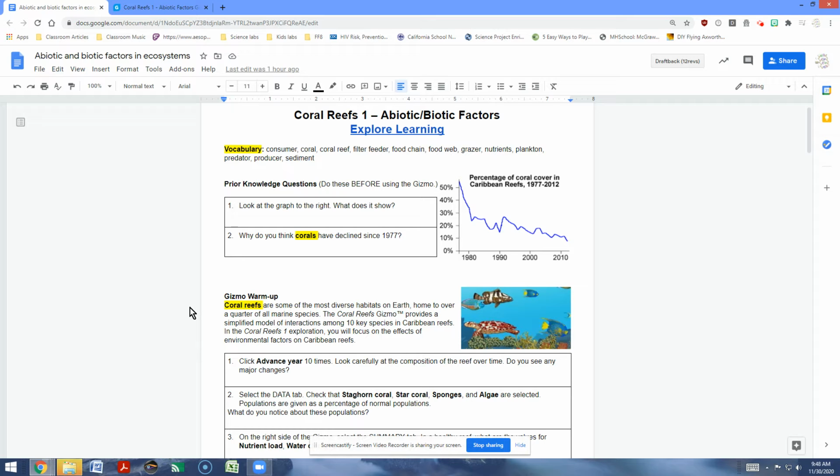All right, good morning. Today we're going to be looking at the coral reefs, abiotic and biotic factors gizmo. So we're going to be looking at the introduction now, and then we'll talk briefly about activities A and B. For the introduction warm-up, what we're going to look at here is some of the basic information that they're trying to get across. We have the vocabulary up here: consumer, coral, coral reef, filter feeder, food chain, food web, grazer, nutrients, plankton, predator, producer, sediment.